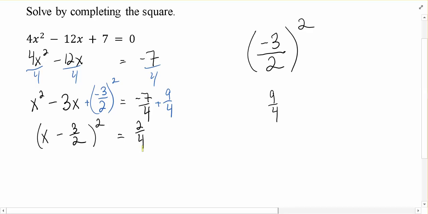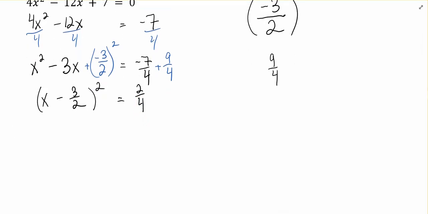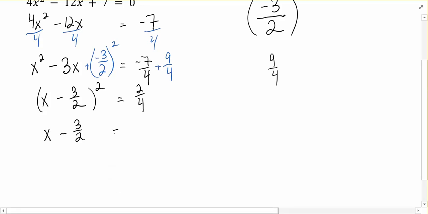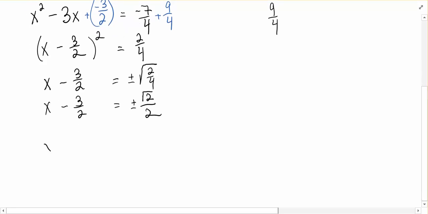And the reason I'm going to leave it like this is because if I look at the denominator, that's a perfect square. And I know I'm about to take the square root of both sides, so I like the fact that that's a perfect square. So now that I have a perfect square on one side, number on the other, we can use the square root property. We can take the positive and negative square root of both sides. Now the square root of 2 I don't know, but the square root of 4 is 2. So now I can add that 3/2 to the other side.